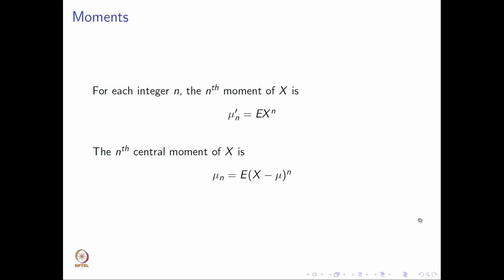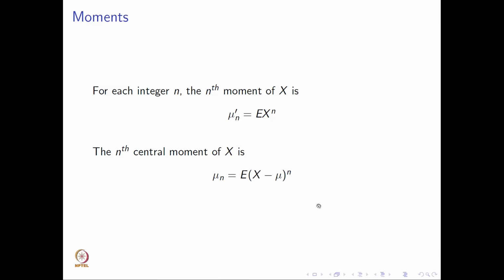Let us now define moments. For each integer n, the nth moment of x is mu dash n equals expectation of x raised to the power n. Also, the nth central moment of x is mu n equals expectation of x minus mu raised to the power n. So the difference between moment and central moment is, in central moment we subtract from the random variable the mean of the random variable, or expected value.